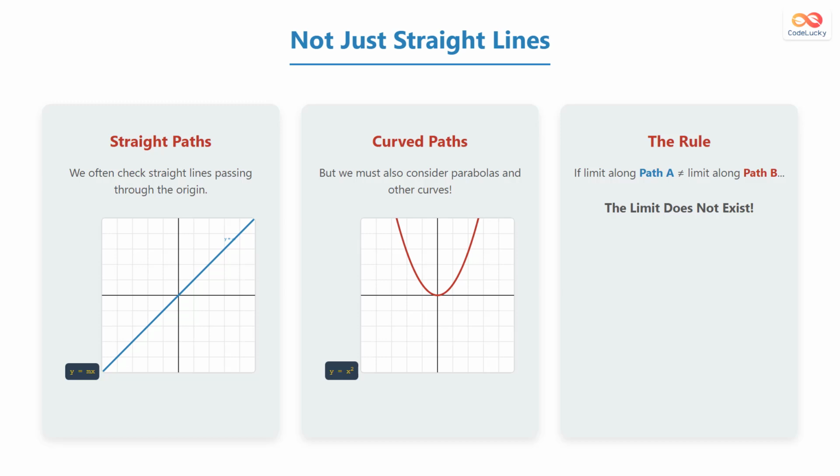It gets trickier. We aren't limited to straight lines. We can approach the point along a curve, like a parabola or a spiral. For a limit to exist in multivariable calculus, the function must approach the same value regardless of whether you walk a straight line or a curvy path.